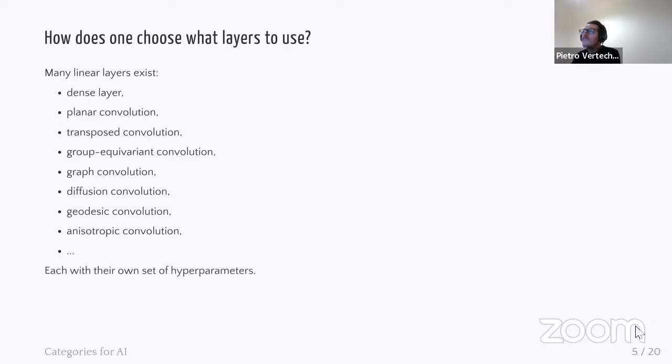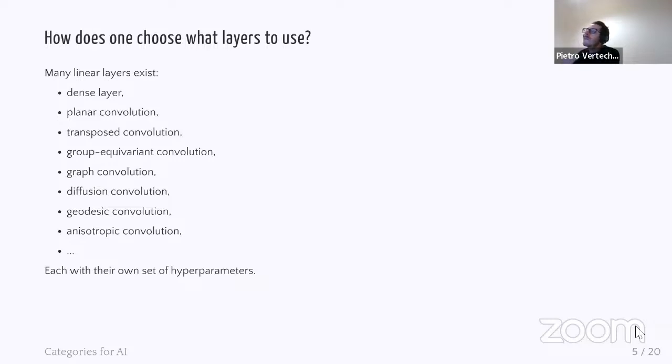Of course, choosing a layer is also not enough, because each layer will come equipped with a set of hyperparameters that have to be manually tuned. And to me, this is actually overwhelming. By training, I'm not a machine learning practitioner, and this has been a big stumbling block for me. How do you actually come up with an architecture that does its job?